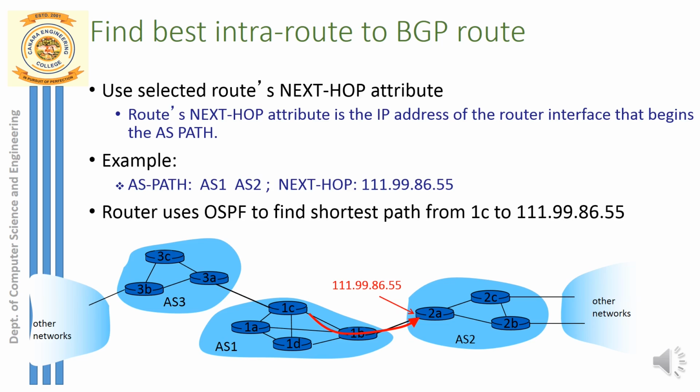So as I already said, OSPF is used to choose the shortest path from 1C to reach this 2A. From 1C to 1B, there are again multiple paths. Via 1A it can reach 1B, or via 1D it can reach 1B, or 1C can reach 1B directly. So this shortest path calculation within the autonomous system is done using OSPF, and then using the closest next hop. Closest next hop is via 2A. This is how it will reach the final destination. So the AS path is AS1 to AS2.